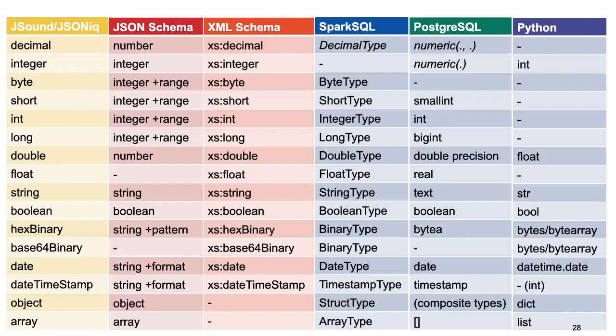So whatever you learn as a new technology will be very easy, but you will still need to do an extra effort and look at the documentation to see how the types are called and how they are specified. This is an attempt to show you the correspondence between all of these technologies. So there is Python on the right, there is PostgreSQL, that's a relational database, Spark SQL, we'll look at it in a few weeks, XML schema and JSONiq, that's the same ones.